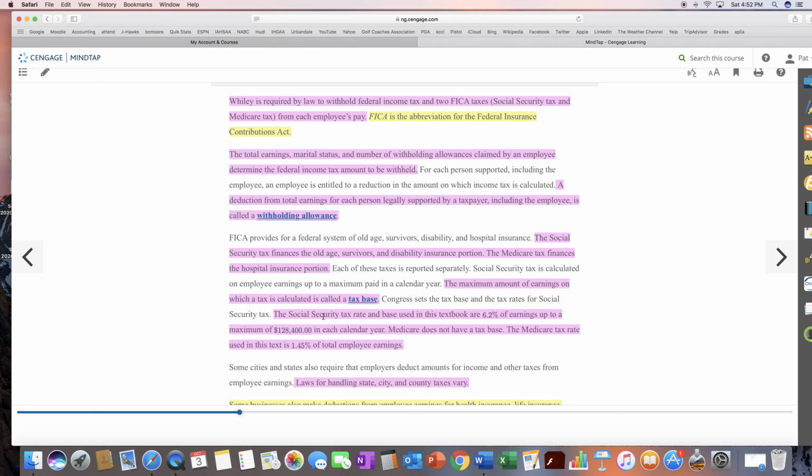So what they're going to do is take all the earnings you made times 6.2% up to a max of earnings of 128,400. Once you make $128,401, that $1 will no longer be subject to Social Security tax, since it exceeded that number. Medicare, on the other hand, the insurance portion, does not have a tax base. Medicare is your total earnings times 1.45%. So when you put it in the calculator, it'll be 0.0145.